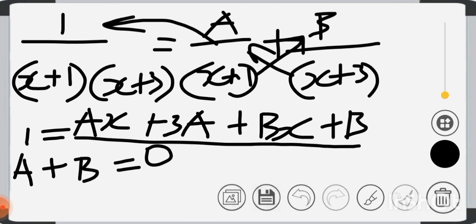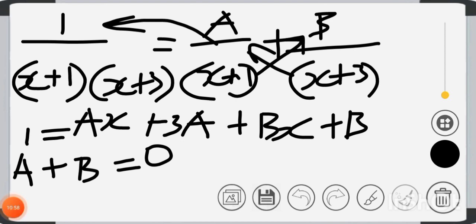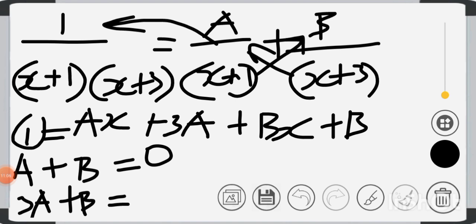Then check what doesn't have x here. We have this and this: 3A plus B is equal to, there's no x here, that is 1, the constant. It's equal to 1. So you can solve these two now with your calculator or with simultaneous equations, by just subtracting. B minus B is 0. You get the answer. Okay, let me just solve it.